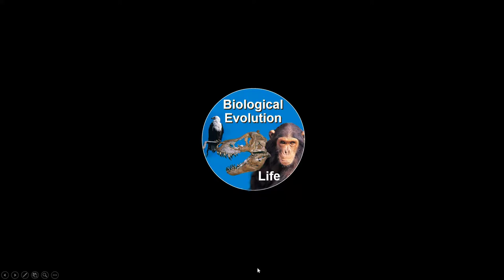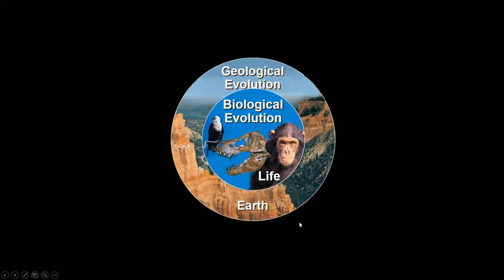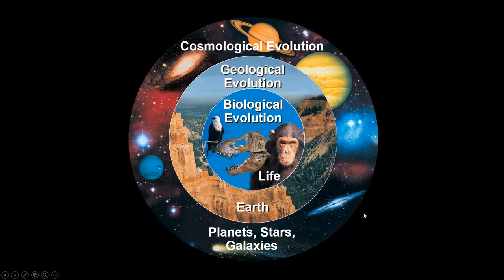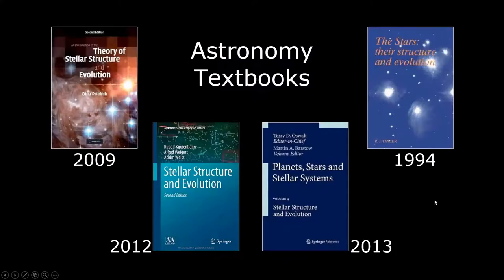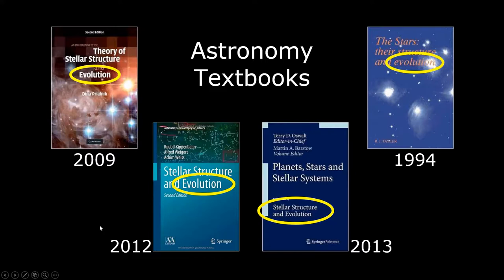So when we talk about evolution, we have three layers. You have biological evolution, which addresses life; geological evolution, which addresses the earth; and cosmological evolution, which deals with the planets, stars, and galaxies. And that's what we'll be spending the four weeks on, the cosmological evolution. Now, why do we say evolution out in the cosmos? Well, in all the astronomy textbooks from 1994 to 2013, the secularists use evolution. So that's why we say evolution also in astronomy.